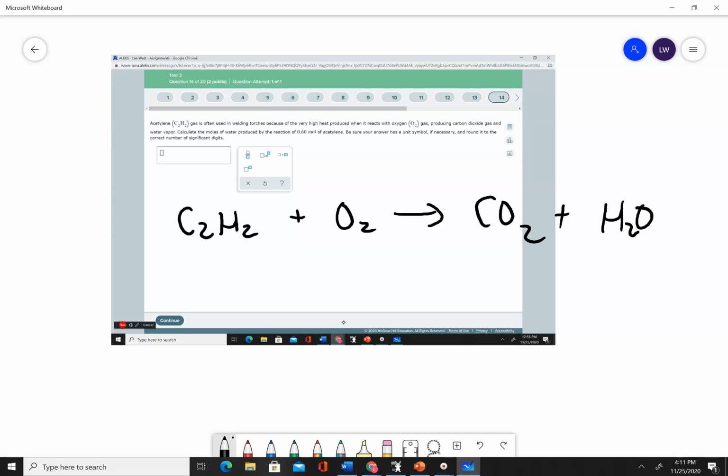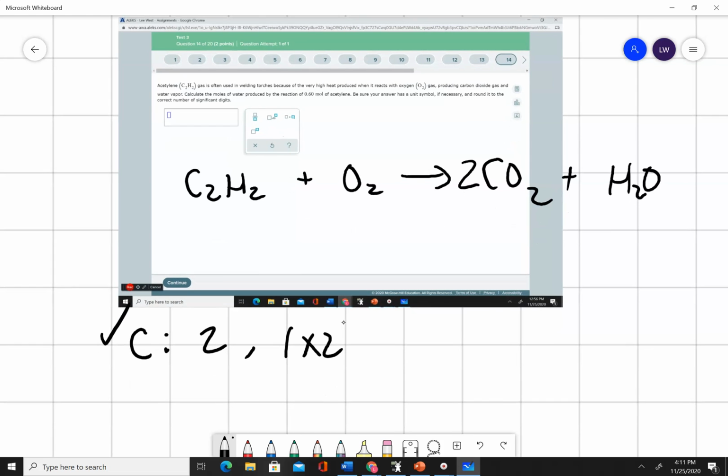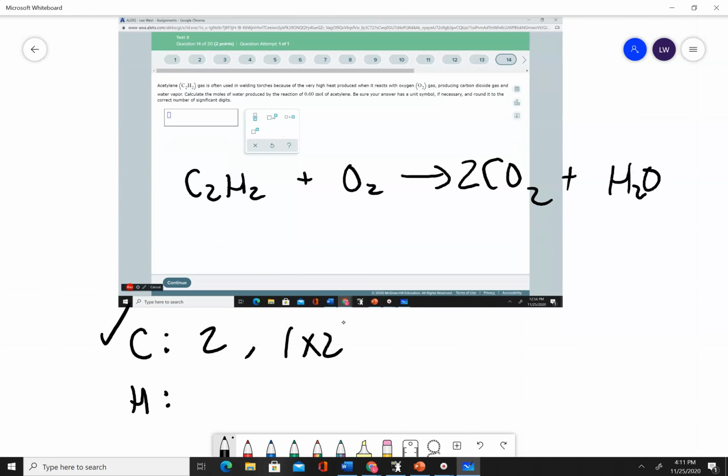Okay, so now this is no good to us unless we balance it. So let's balance for carbons first. So carbon, I've got 2 on the left. I've got only 1 on the right at the moment, so I need to times that by 2. And now carbons are balanced. And then hydrogens, I've got 2 on the left and then I've got 2 on the right, so hydrogen is balanced. And then oxygen is always the troublemaker because it's a diatomic element.